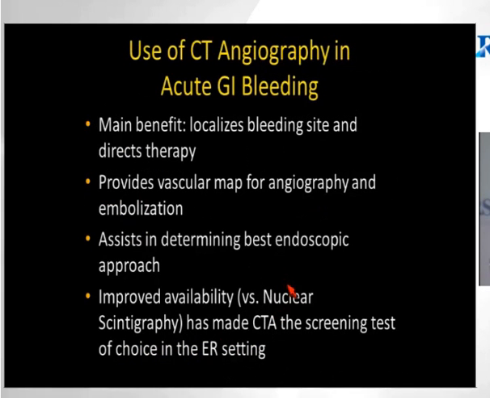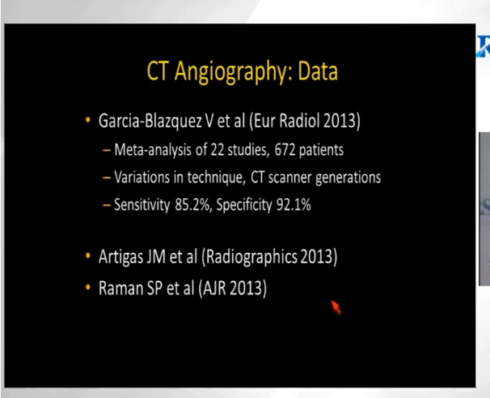So how do we use CT angiography for these patients? The main benefit, as I showed you, is that we localize the bleeding site, direct therapy, provide a vascular map for angiography and embolization, assist in determining the best endoscopic approach if it's decided that that's what the patient needs. But more importantly, almost without a question, in the majority of institutions, CT and CT angiography is a much more available test than nuclear scintigraphy.